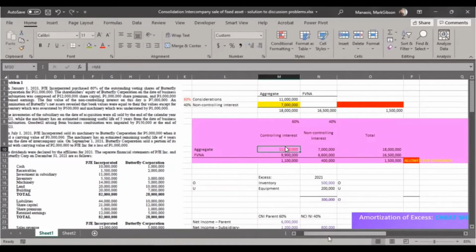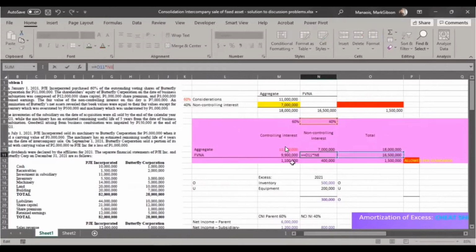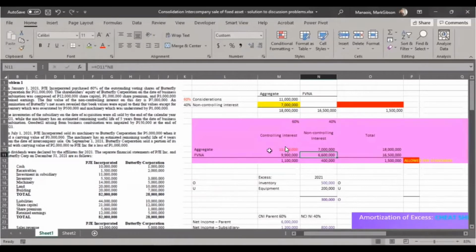11 million. Yan yung consideration, no? Controlling interest. Now, the total fair market value is 16.5 million. Of course, computing lang natin how much would be the share, no? So, split lang. 16.5, this is the fair value of net asset. 60% goes to the parent or the controlling interest. 6.6 million representing 40% goes to the subsidiary or the non-controlling interest. No? So okay na tayo dyan.